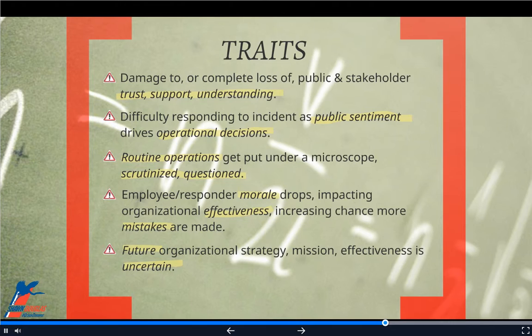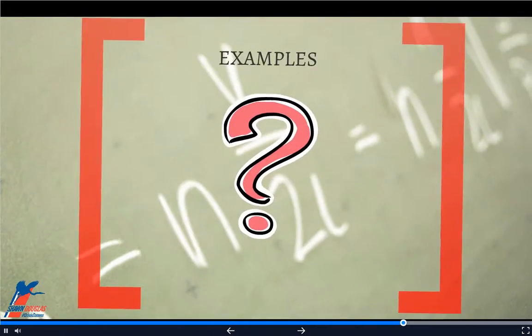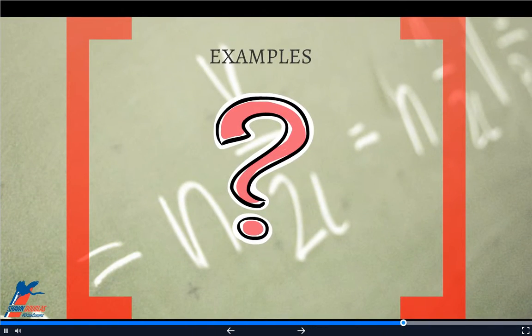Routine operations get put under a microscope, scrutinized, and questioned. Employee and responder morale drops, impacting organizational effectiveness, increasing chances that more mistakes are made, and future organizational strategy, mission, and effectiveness becomes uncertain. Pause a moment and think of some examples on your own.